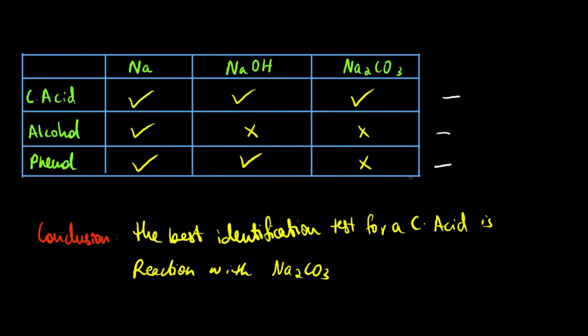The conclusion that we get from this entire set of experimental reactions that we just carried out is that if we want to identify whether an unknown compound is a carboxylic acid or not, we should just directly react it with sodium carbonate or any carbonate for that matter, and we would be able to tell that it can only be a carboxylic acid, it cannot be any other organic compound. So this is one thing to keep in mind.